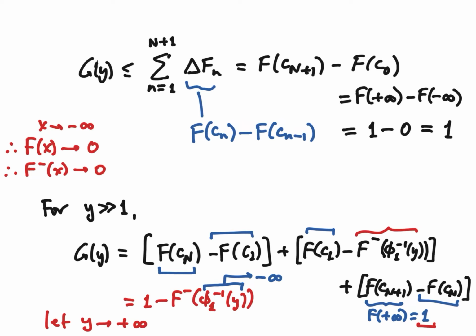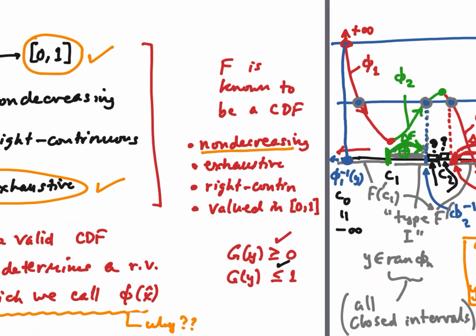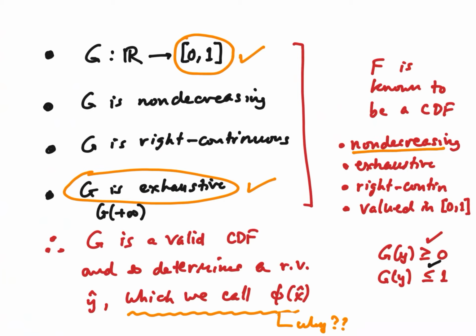Okay? So what that's going to tell you is that this tends to 1 minus 0, or 1, as y goes to plus infinity. So if I let y go to positive infinity, then g of y is going to approach 1. In short, we have this equation. And then very similarly, you can prove that the other thing is true as well. G of minus infinity is 0. I didn't actually give you the argument for this one, but it's very similar to what we just did. So that shows that g is exhaustive.